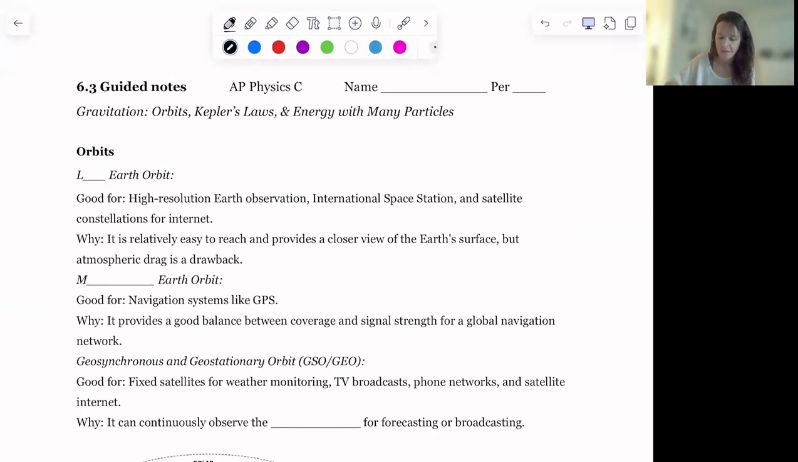All right, so today we're going to be talking about orbits and Kepler's laws and energy when we have a lot of particles. So we're kind of just getting all the last things that we haven't covered so far.